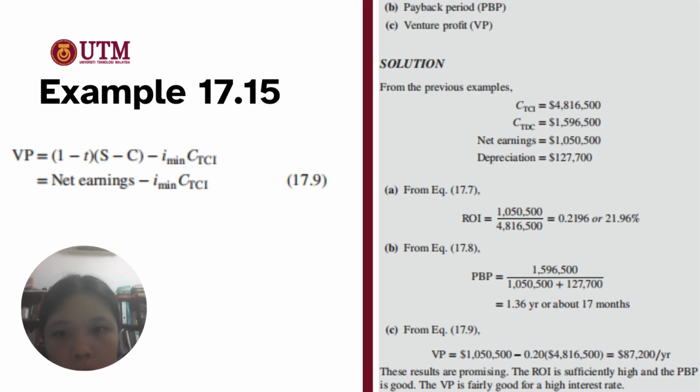Now let's take a look at example 2. In this example, you'll learn how to calculate the venture profit. As you can see here, the net earnings is already given, which is 1.05 million. And I minimum we assume to be 20%, which is 0.2. And the CTCI, total capital investment, will equal 4.816 million. Just substitute in, and you'll get the venture profit equals 87,200 per year.